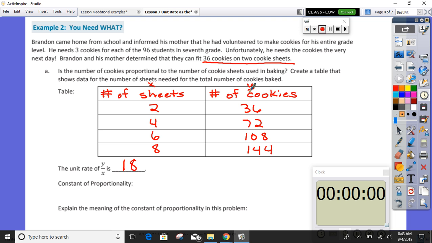Chris, what's the constant of proportionality? 18. Good. So we can say k equals 18, or you can just write 18. You don't necessarily have to have the k there. Okay, explain the meaning of the constant of proportionality in this problem, keeping in mind how we explained it for the last problem. Charlie, how would you explain the constant of proportionality? What does 18 mean?